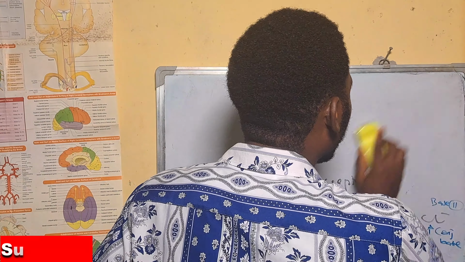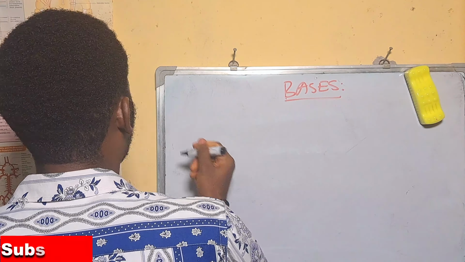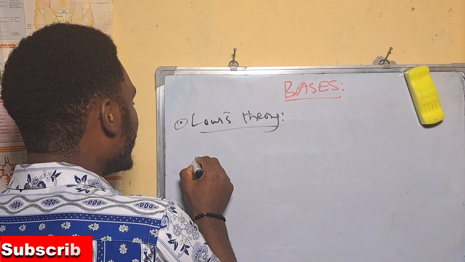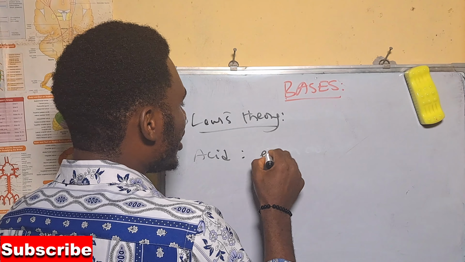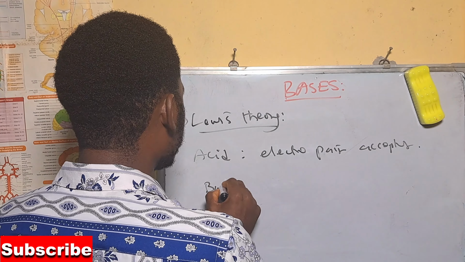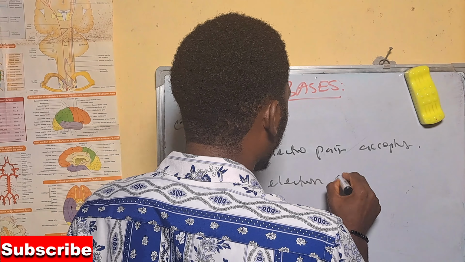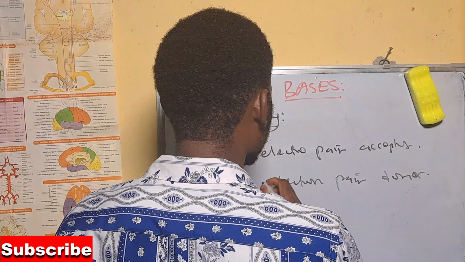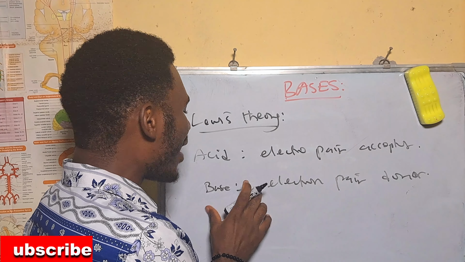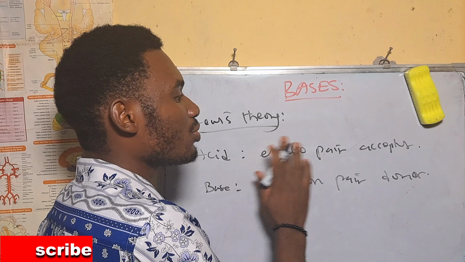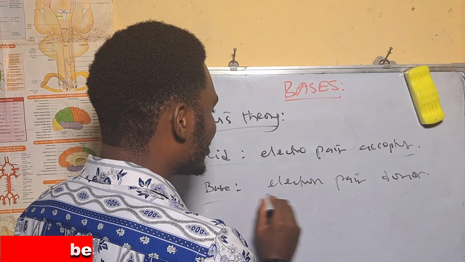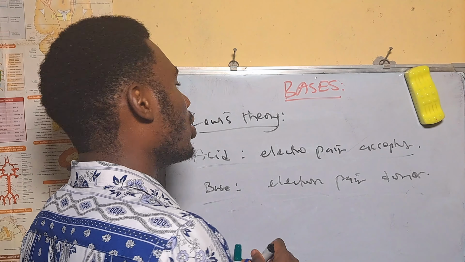Nice. So let's talk about the last theory, which is the Lewis theory. This theory simply defines an acid as an electron pair acceptor and a base as an electron pair donor. So an acid will always accept an electron pair, while a base will always donate an electron pair. So that's what this theory is talking about. So acids are electron pair acceptors, while bases are electron pair donors, according to the Lewis theory.